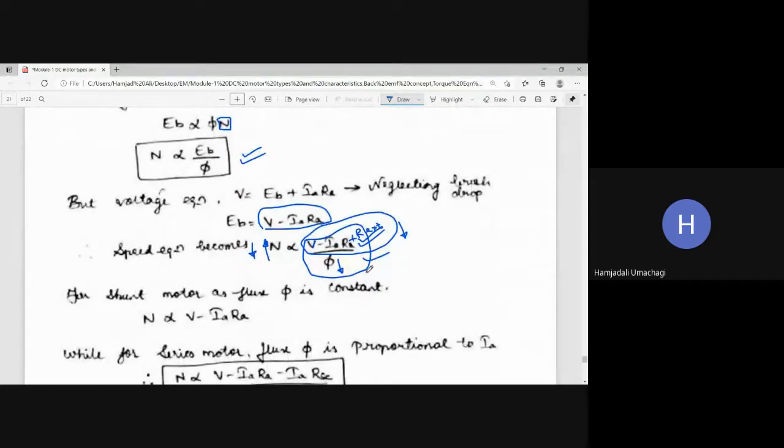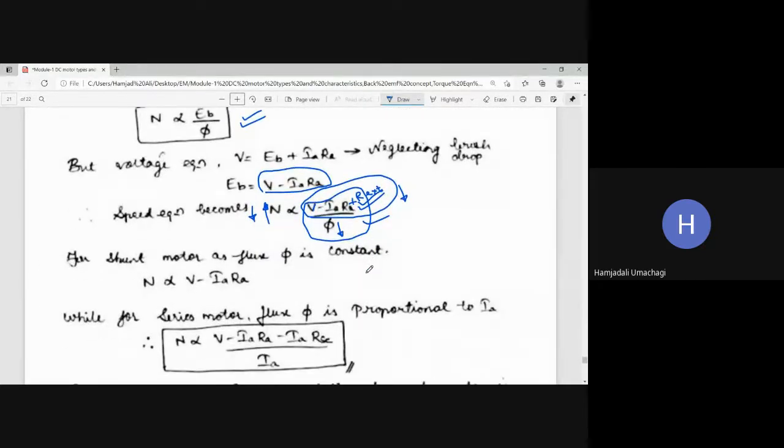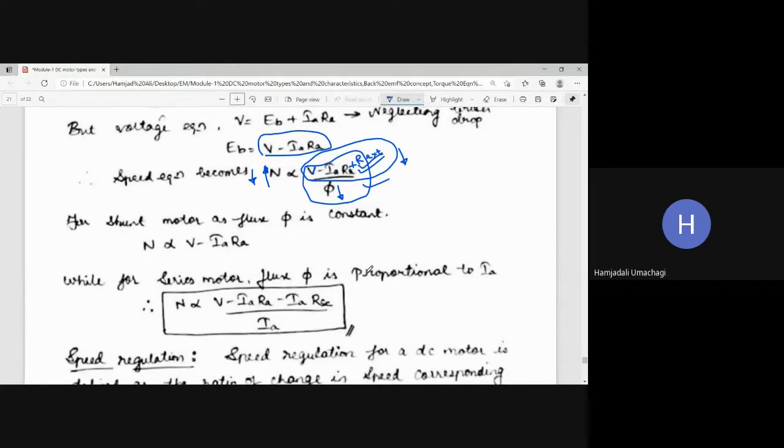Whatever I'm dealing with today is completely basics that is required for the next upcoming class, where I'm going to explain the characteristics for all three types of DC motors. Okay. Then N is directly proportional to V minus IARA, with flux constant. Then it is called the armature voltage control method.